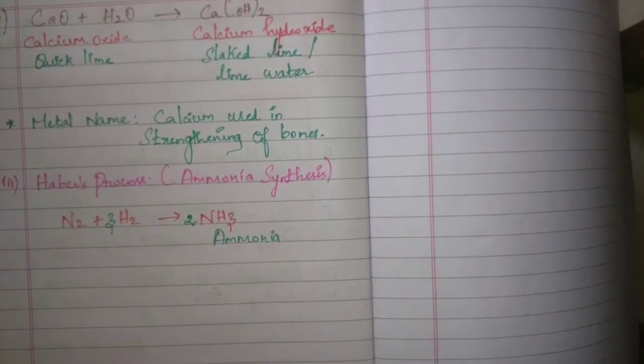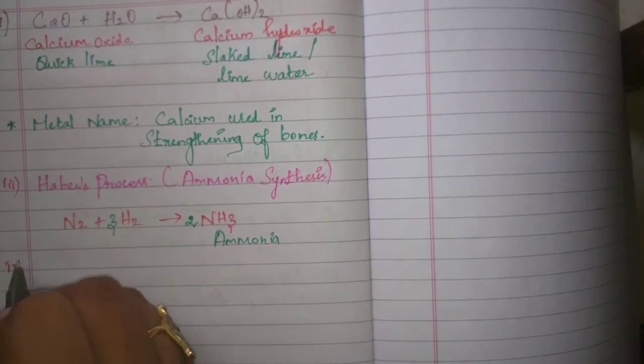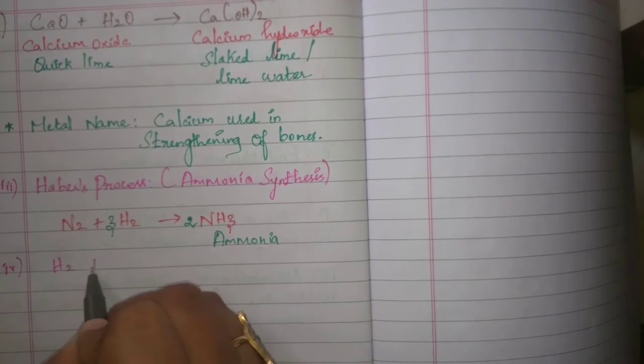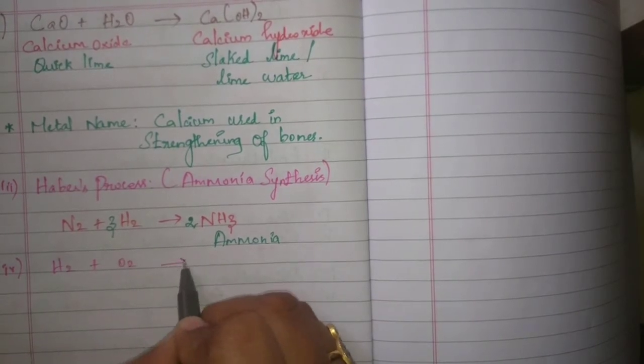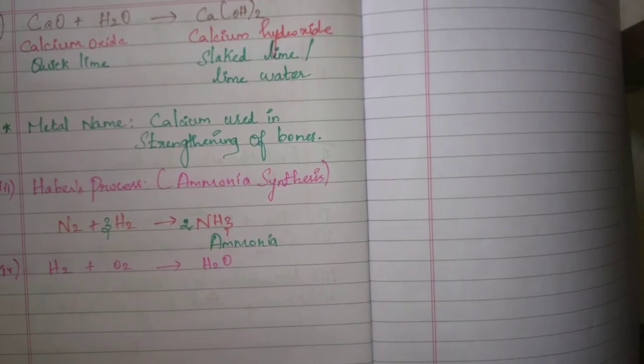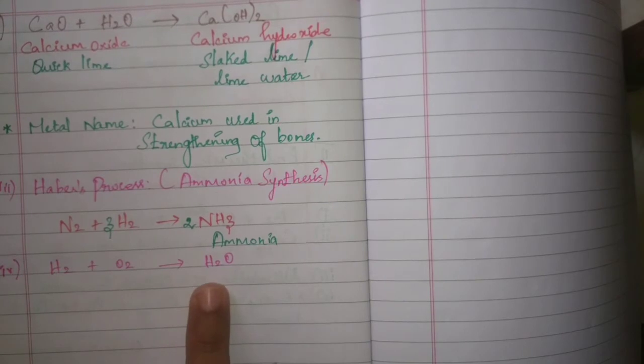So this reaction is an example of a combination reaction. Next, when hydrogen gas reacts with oxygen, it gives water. So this is also a combination reaction because only one product is formed. But we have to balance this equation.